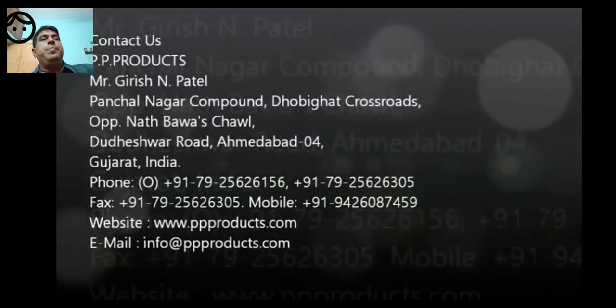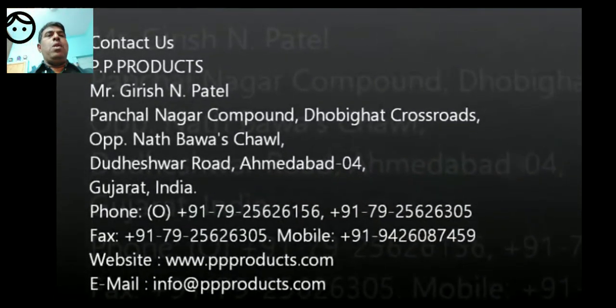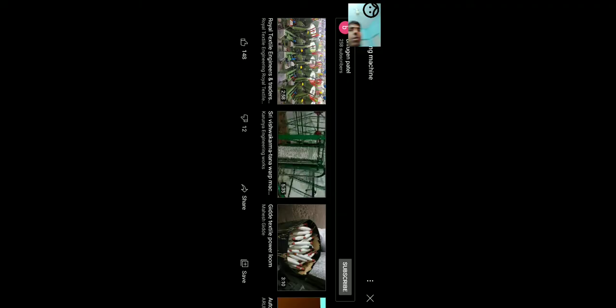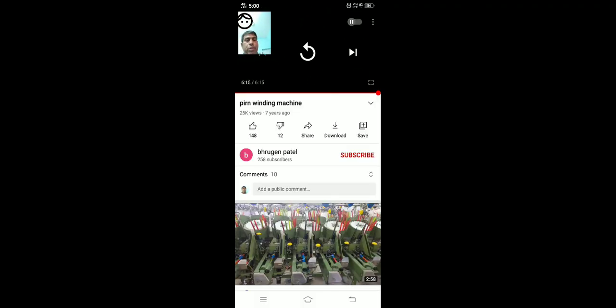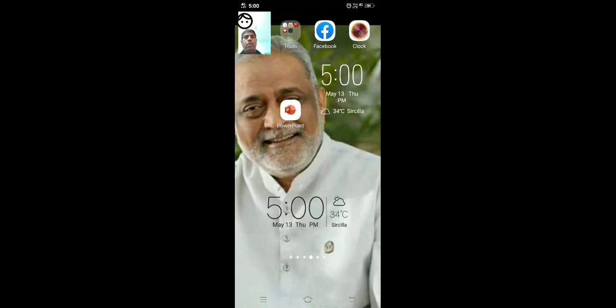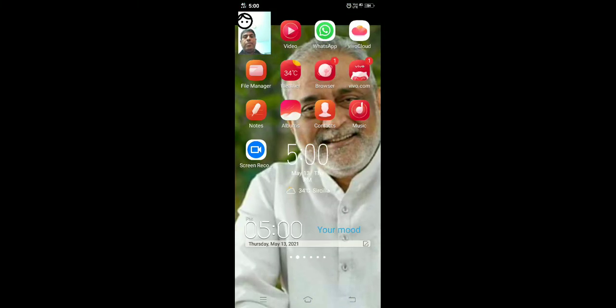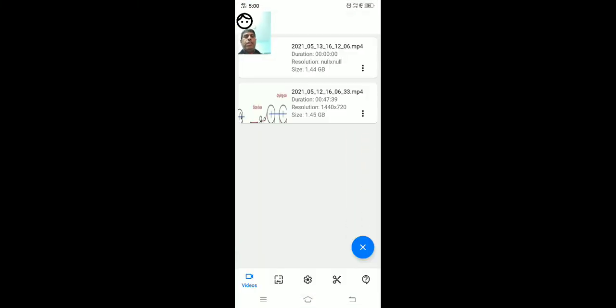So this is a company in Ahmedabad marketing the automatic pern winding machine. So thank you students. Today we have learned about automatic pern winding mechanism, and in the next class we will see the next topic.